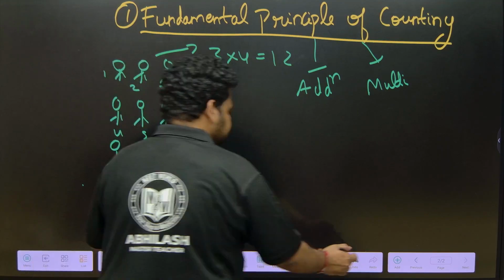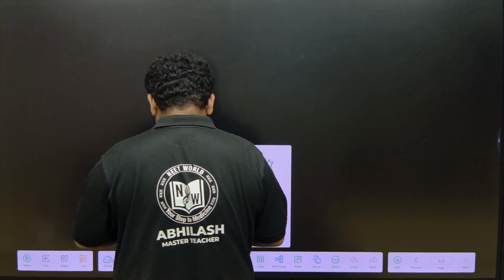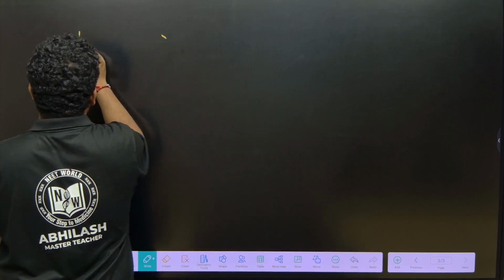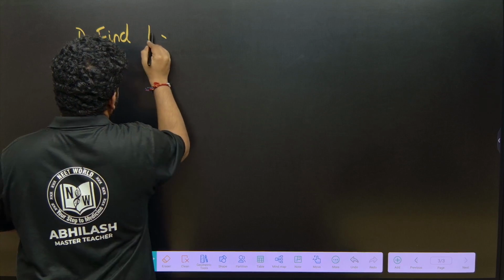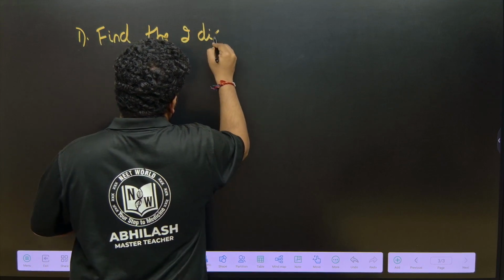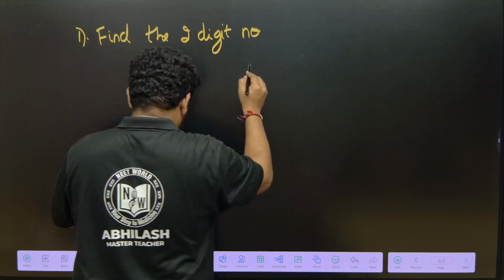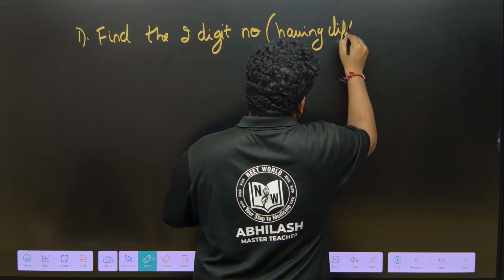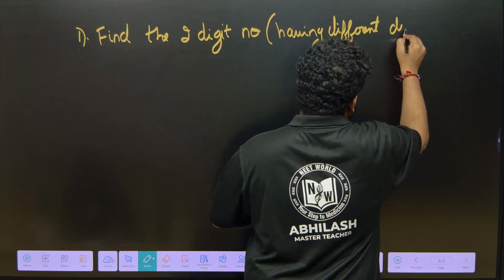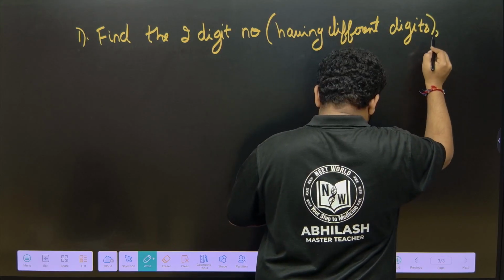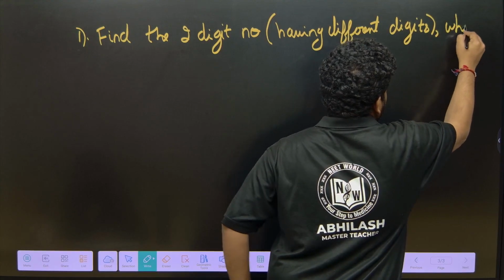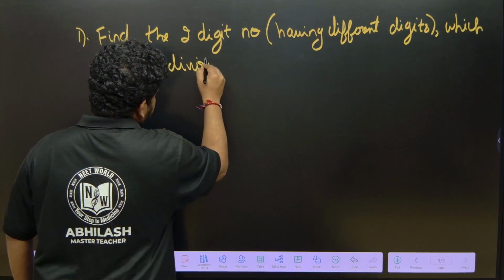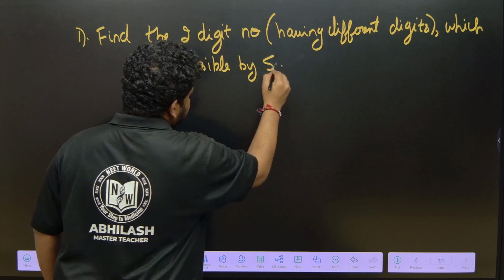So please first write down the question that we have. The first question is: find the 2-digit number having different digits which is divisible by 5.